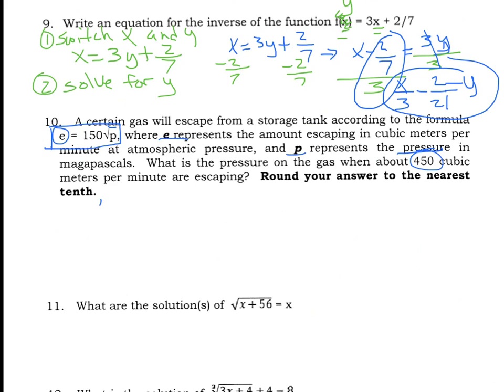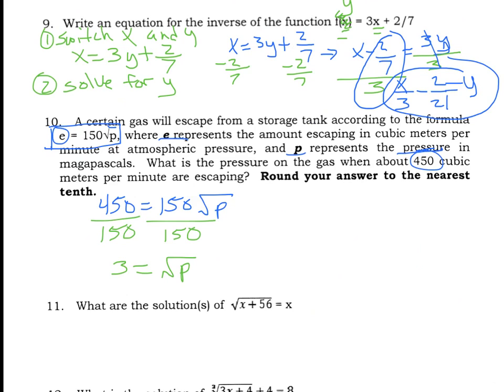So I'll set up an equation. 450 equals 150 times the square root of p. The idea is what is p. So I'm solving an equation. The whole point here is really to solve an equation that has a square root. So not rocket science. Going to divide both sides by 150 because of course we want that p by itself. And 450 divided by 150 is 3. So 3 equals the square root of p. Of course we're going to, at this point, square both sides to get rid of the square root, and p equals 9.